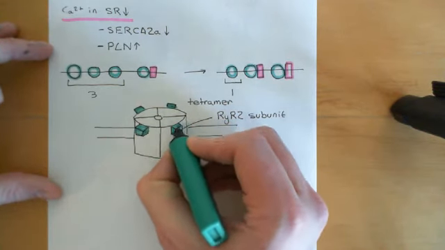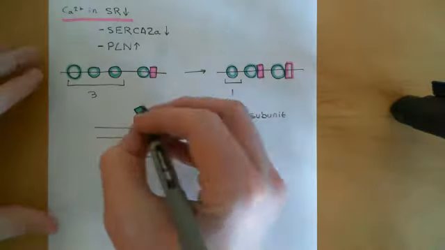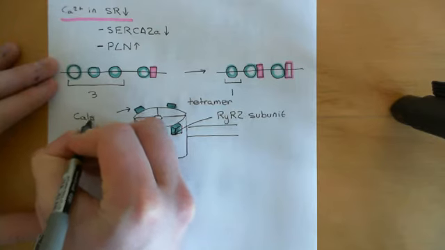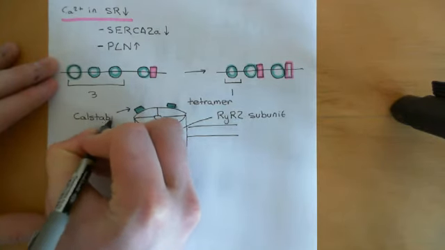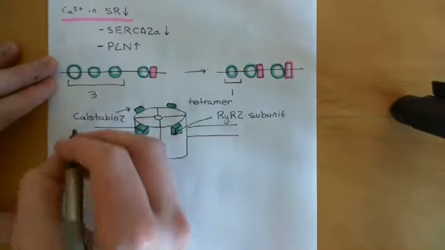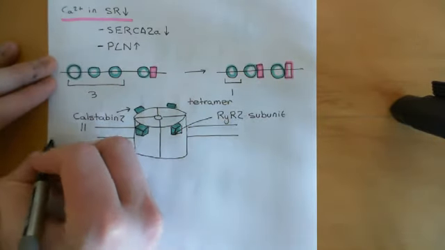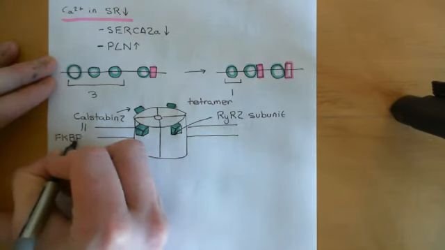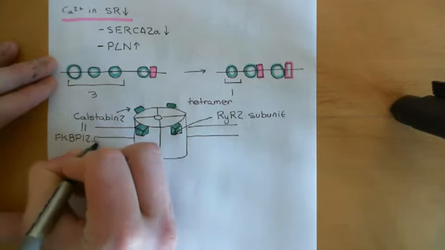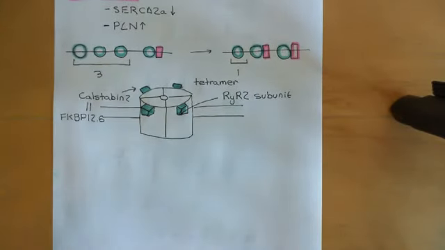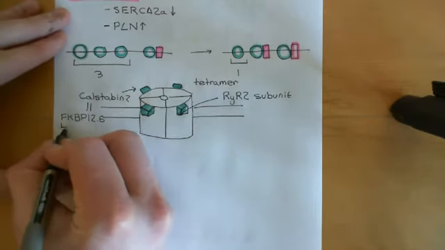So, let me just write its name out here. Its name is calstabin 2. But it also actually has another name, which you will see if you read the literature. It's also called FKBP 12.6. Now what's the origin of that name? Well, if you've ever studied the immunosuppressants, you will probably recognize FKBP.